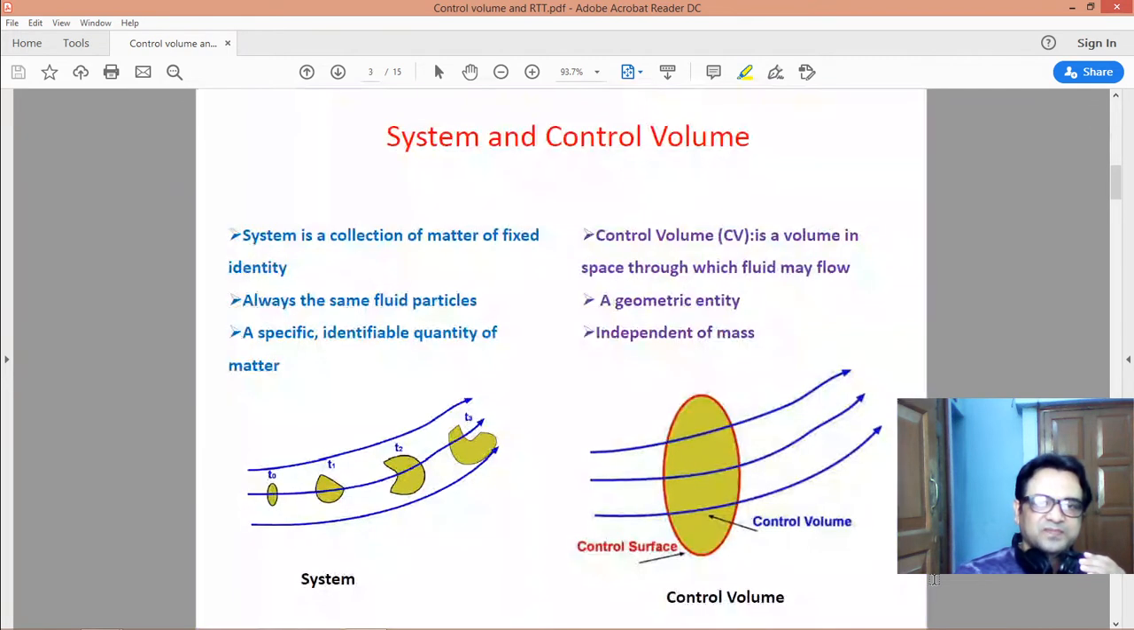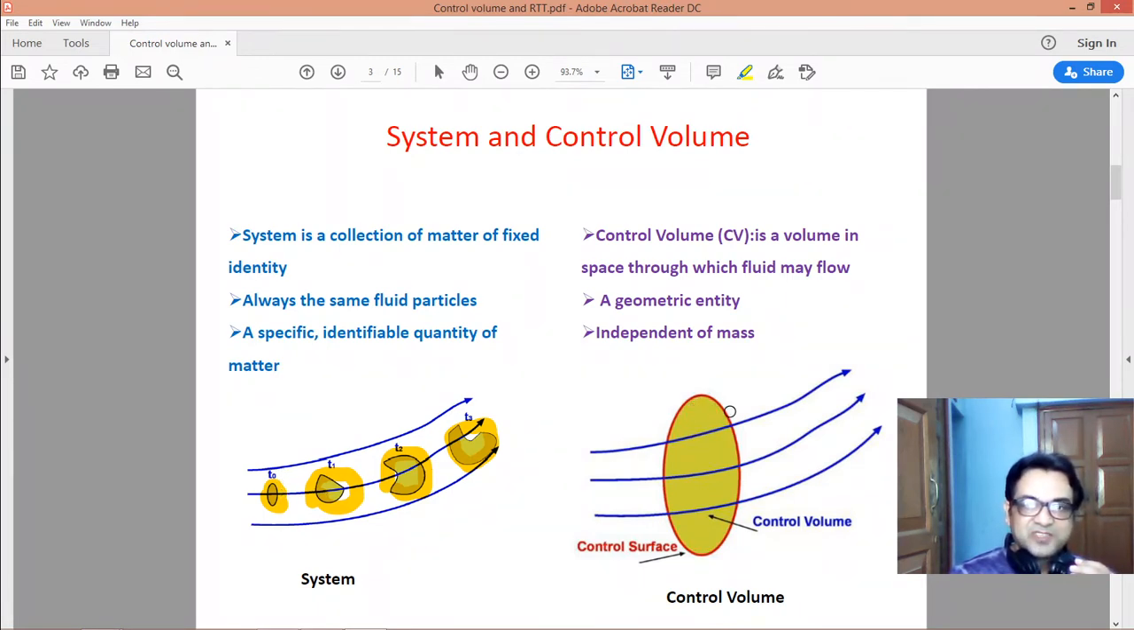So what is a system and control volume? Already you know, but still we will discuss this again. The system is a collection of matter of a fixed identity. Basically a system has an identifiable quantity of matter, so the total mass of the system remains constant. You see, the system of mass is moving, so at different times the system is deforming to different shapes, but the total mass remains the same throughout the system motion.